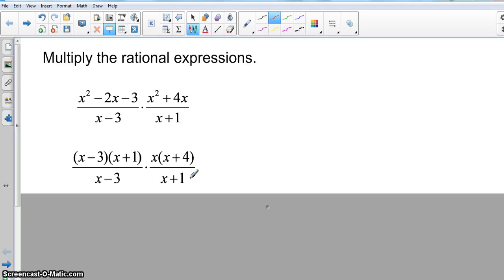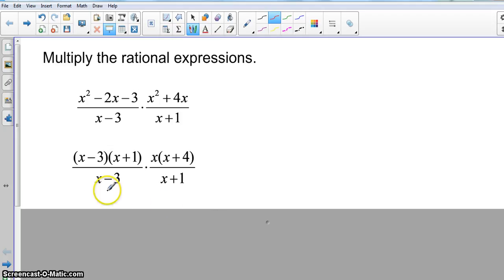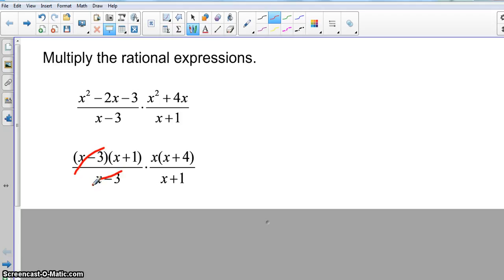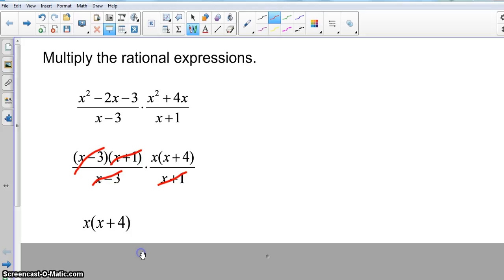I factored everything. Now I want to look to cancel out what I can cancel out. So again, I can cancel out diagonally, or I can cancel out up and down. So if I look, I have an x plus 3 on the numerator of this fraction and an x minus 3 on the denominator of this same fraction. Diagonally, I have an x plus 1 in the numerator of my first fraction and an x plus 1 in the denominator of my second fraction. This entire first fraction is now a 1, so that leaves me with my final answer of just x times the quantity of x plus 4.